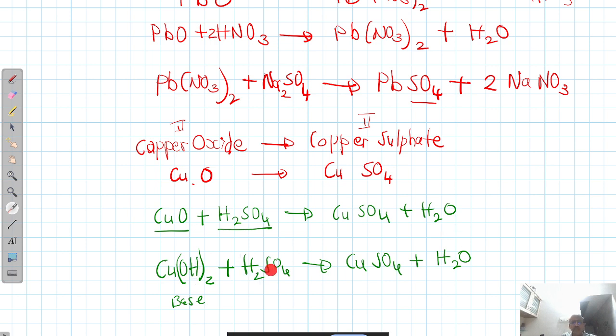And here you are taking a normal acid, H2SO4, so you get CuSO4 and water, and both are neutralization reactions only, in which acid plus base, when they combine, will give you salt and water. These are the neutralization reactions that will give you all these things. Okay, that's it. With this we completed the reactions and other things about the salts.